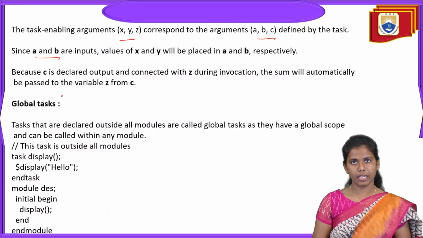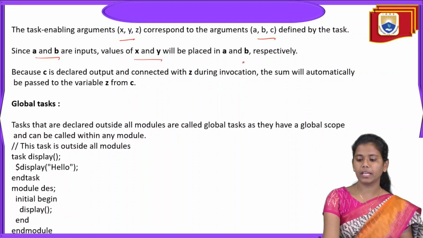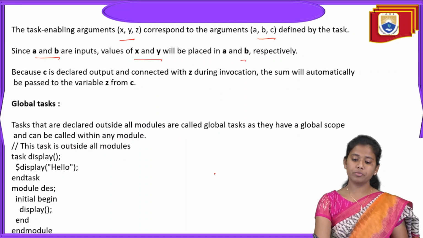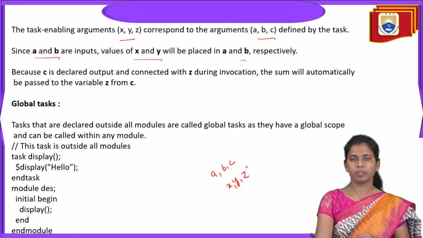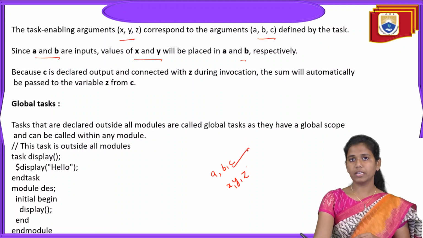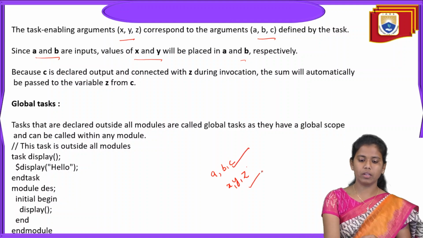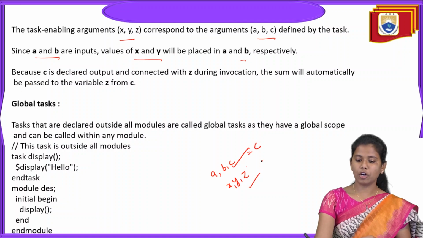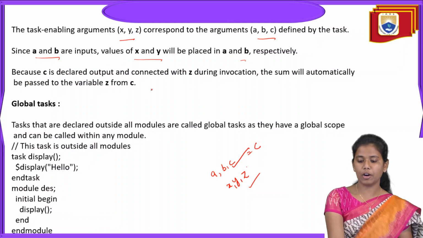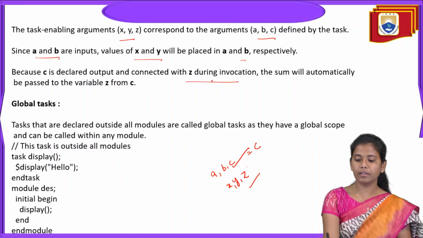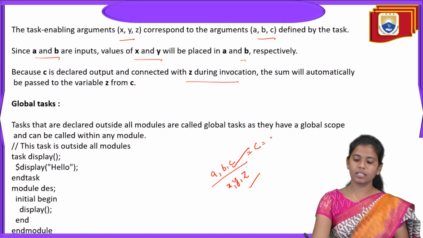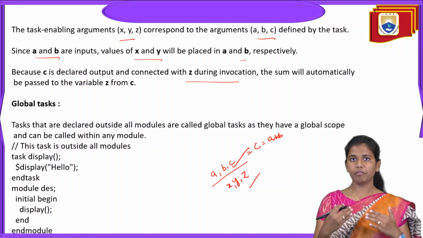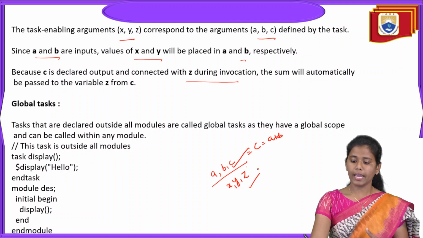Then since A and B are the inputs, X and Y will be placed in place of A and B. Why? Because we have called two things, right? One is ABC and one is XYZ. The calling of the task can be done with respect to ABC and XYZ as well. Here C is declared as the output and then connected with Z during the invocation. So when you're calling this particular task, you are saying that C is equal to A plus B. And pertaining to this argument, I can also write Z is equal to X plus Y.